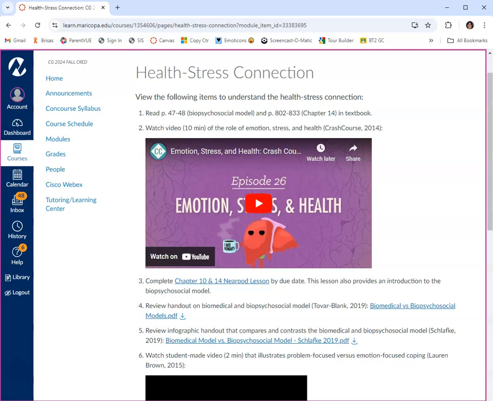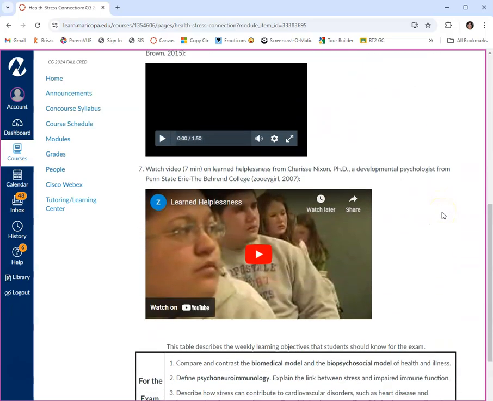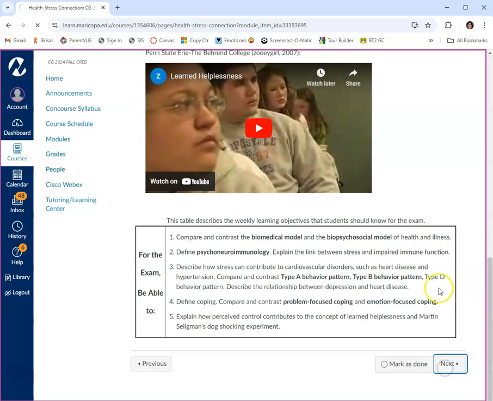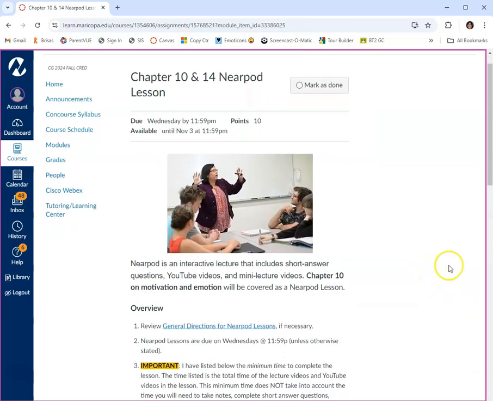The final section is the health-stress connection, which explores how connected our health is to our current levels of stress. There are several theories to explain how we respond to stress. Please read the designated pages in the textbook and watch the assigned videos. Well, let's go to our assignments this week.